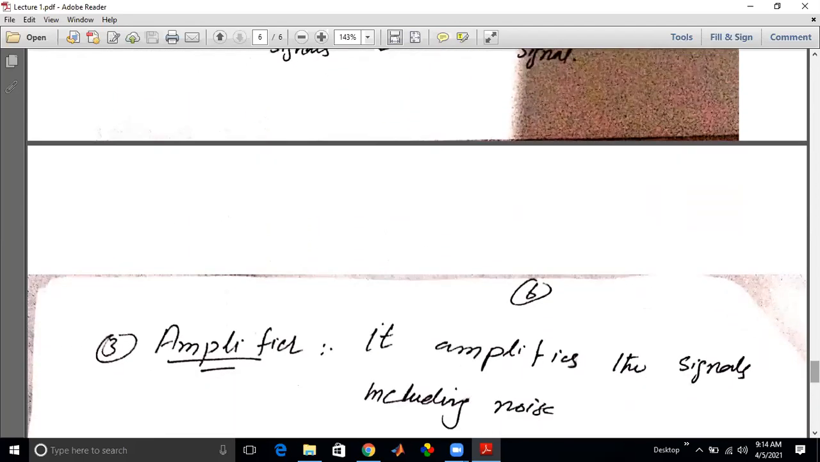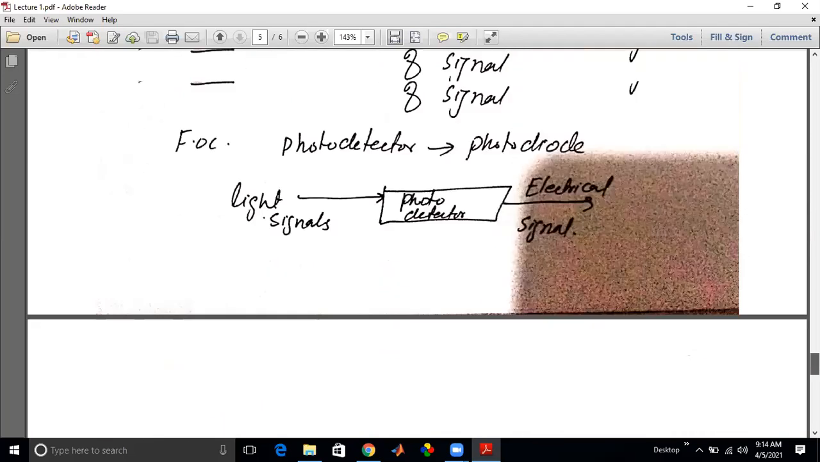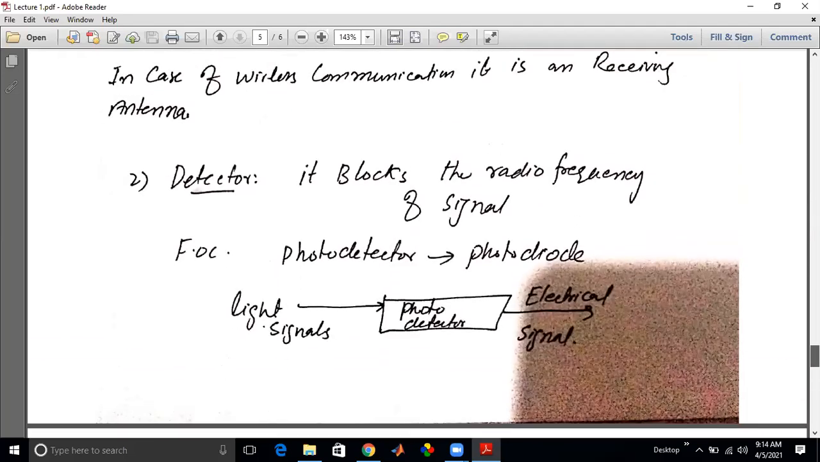And there will be many detectors, and you can study chapter number 4 of the book. Here there are many detectors. So what is the detector? It is the second block of the receiver, and it will block the radio frequencies of the signal. What is the radio frequency of the signal? The frequency generated by the carrier of a transmitter. The function of this carrier frequency is to travel the long distance along with the message signal.